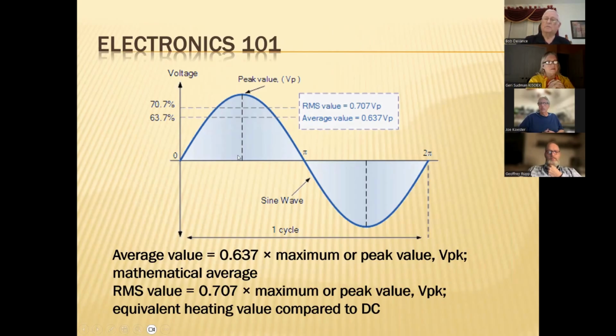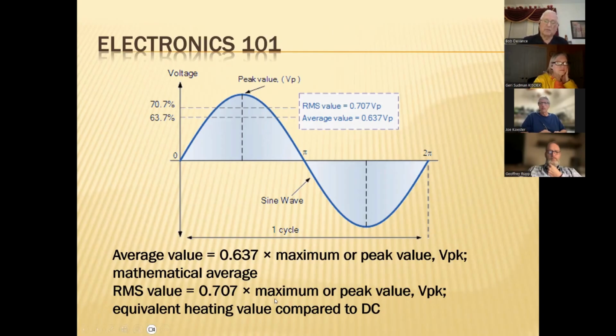You will use that one. Average you will rarely use. Average is literally just what it says. It's averaging out all these values all the way across the waveform. We rarely use those, but it's a formula that's there. You don't generally see that in most things.